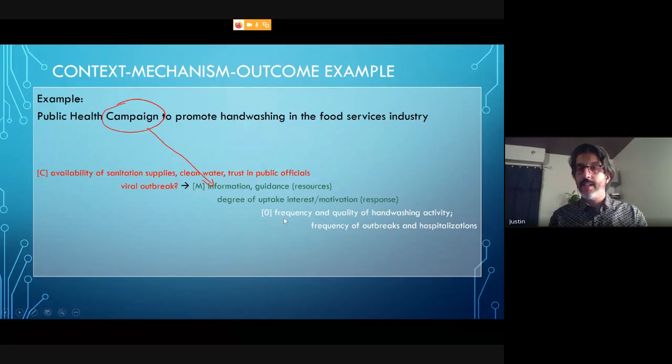So here, outcome is the frequency and quality of hand washing activity as an example. I don't know if that's realistic to measure, but you see it's at the behavioral level. It could be quantitative data. It could be qualitative data. So quantitative, you count how many times the person, or the organization, has raised the standards of hand washing so that the actual act of doing such a thing is increased in quality. So all of those things. And other types of outcomes, for example, frequency of new outbreaks or hospitalization numbers. So you may understand how outcomes are really those larger outcomes. They're often the outcomes of interest, but they may also be surprising outcomes, unintended outcomes.